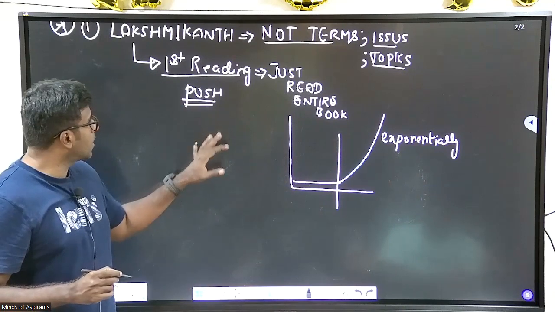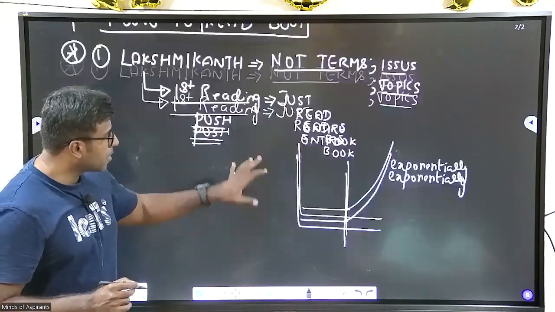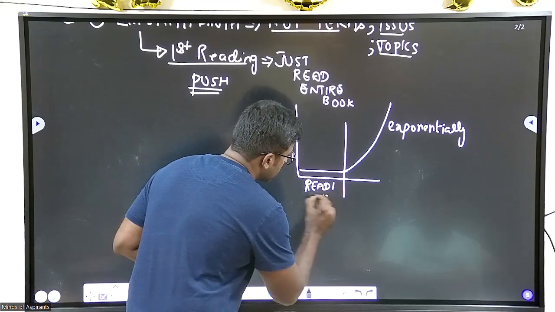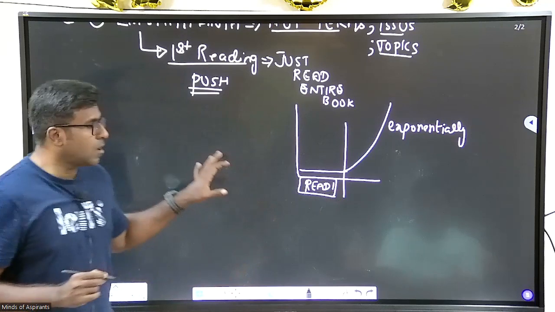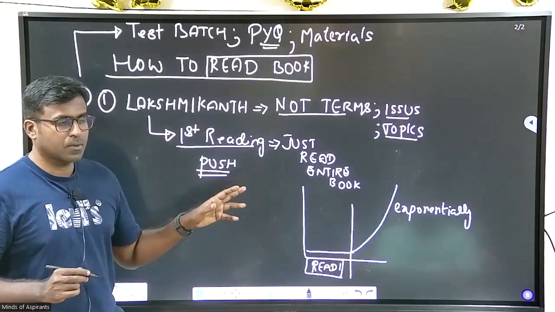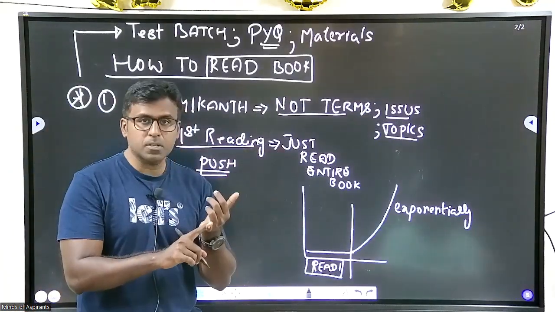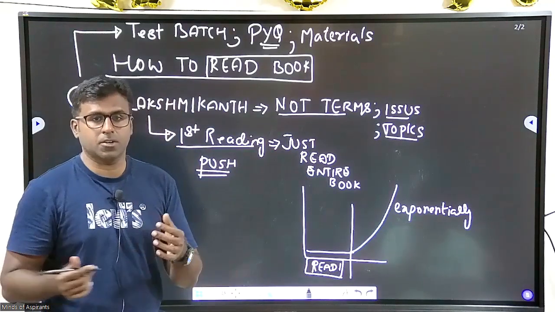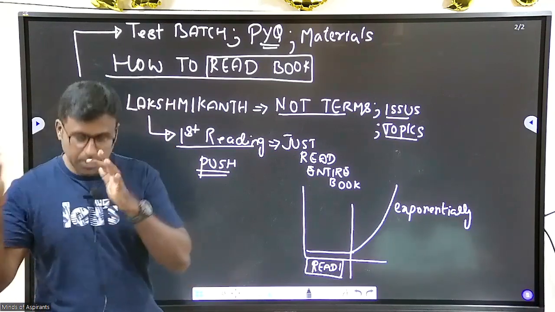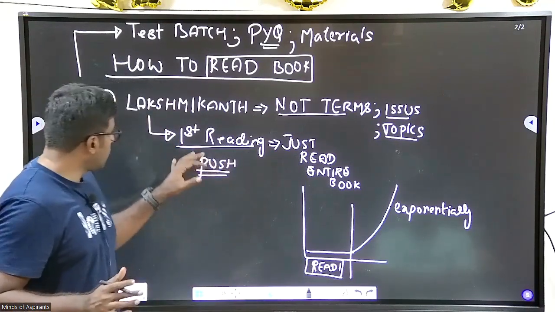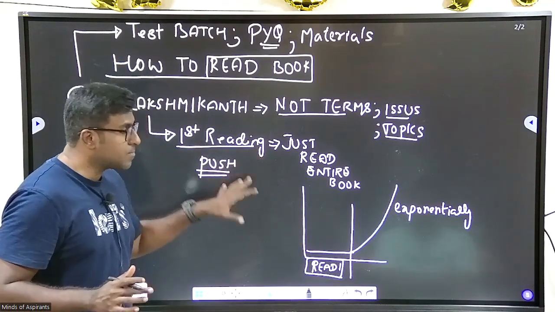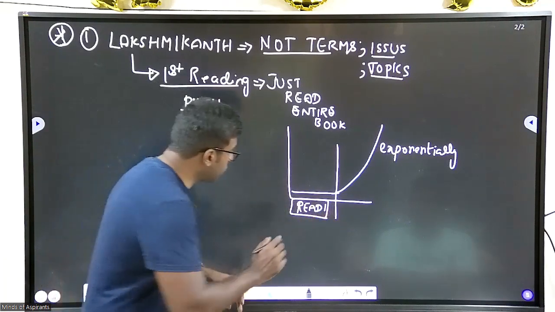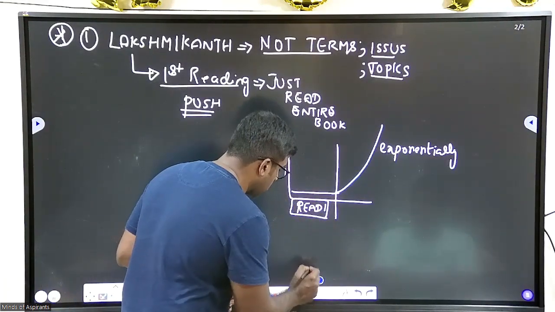When you're reading for the first time, this is your reading 1. You will face a lot of panic here. Not only Lakshmikant, but your optional subject, your optional theories, whatever you're reading, you'll face a lot of things. And this is where you have to be patient. This you have to complete.